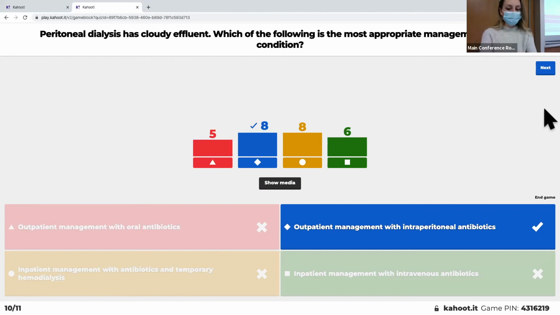So almost all cases are treated on an outpatient basis, and patients are given either a first generation cephalosporin or vancomycin and gentamicin. And the most common organisms, again, are those that are on the skin. So Staph aureus, Staph epidermidis, sometimes enteric gram-negative organisms.